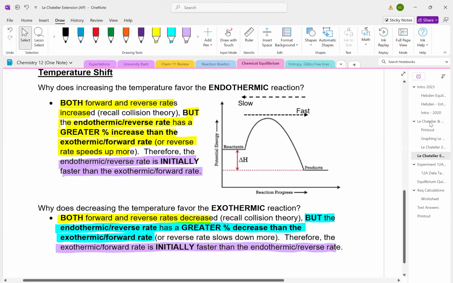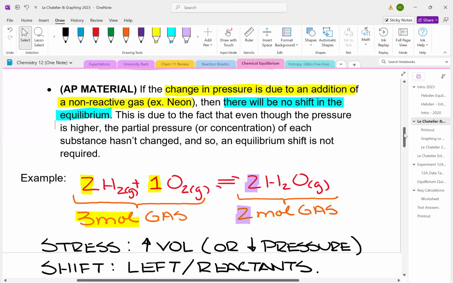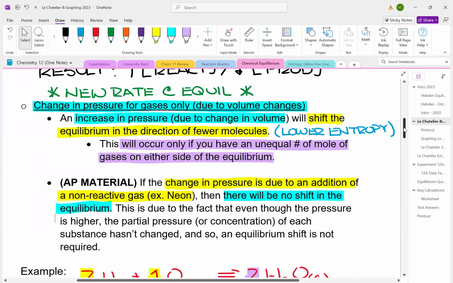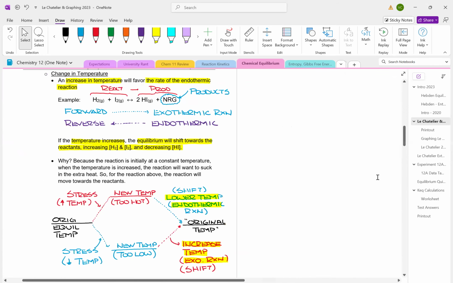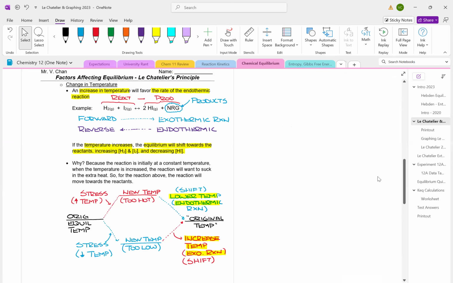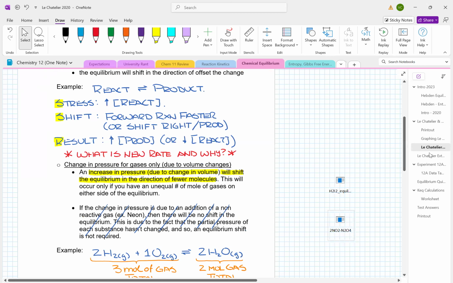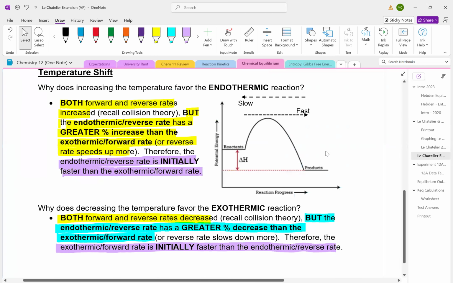Now, some of you might say, well, Mr. Chan, can we just memorize what you did for change in pressure and change in temperature, like what you did with the grade 12? Yeah, that's not a problem. If you need to get it through initially, not a problem. But my recommendation is when you are going through this, are you able to relate it to the rates and what's happening to the forward and the reverse rates relative to each other?